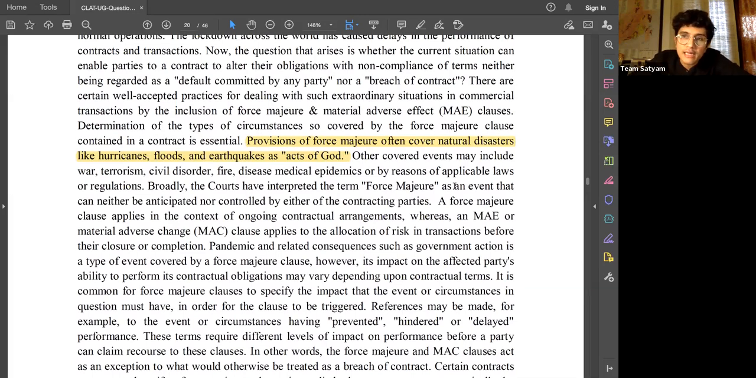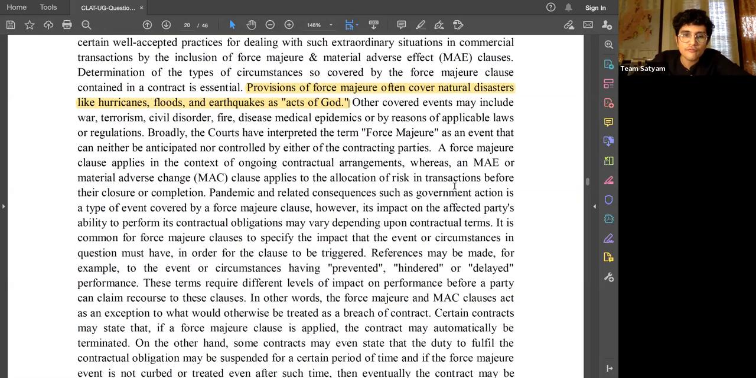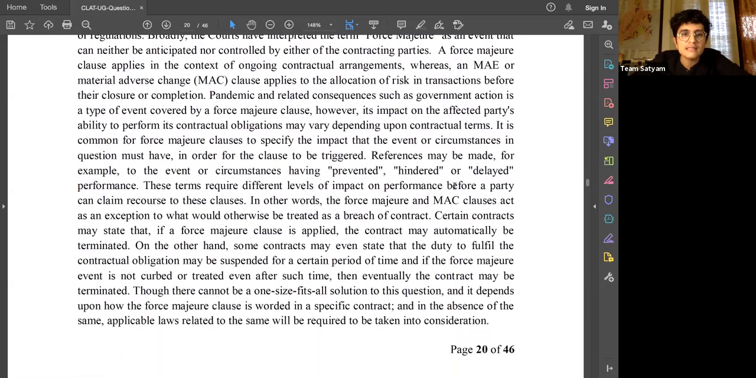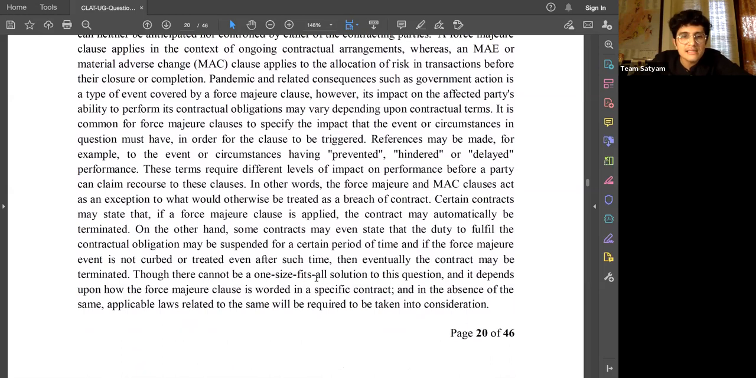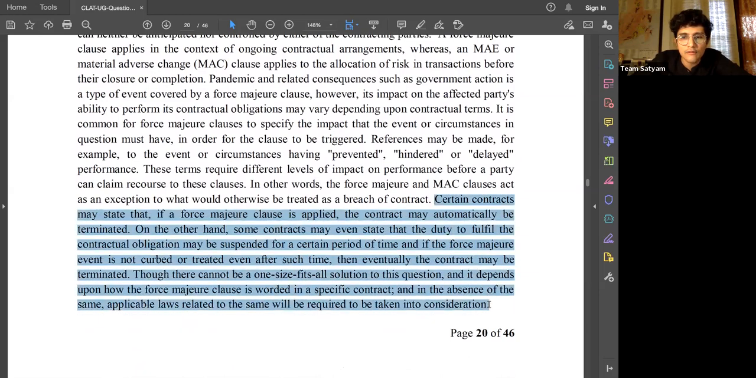So if we were to squarely go by this understanding of force majeure and what is covered under its provisions, we could have arrived at the answer that the consortium has also released. But there is a further complication to that answer. If we go down and look at the last few lines of this passage, it tells us that certain contracts may state that if a force majeure clause is applied, the contract may automatically be terminated. However, then it goes on to give you an alternative situation.